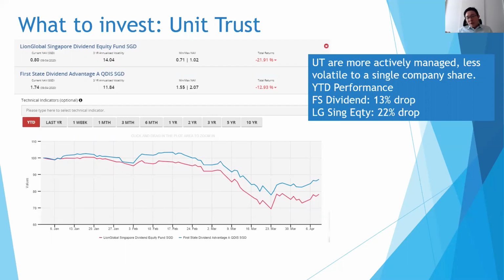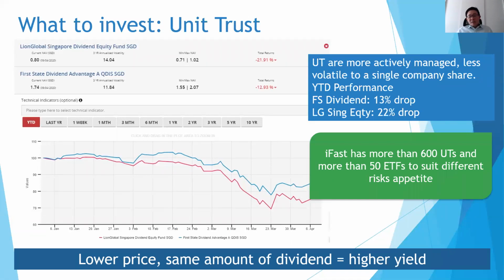If you look at the second one, the First State Dividend Advantage, this is a very popular fund that pays a very decent dividend on a quarterly basis. It's a global unit trust, very diversified, in companies such as Taiwan Semiconductor, OCBC, AIA and Tata, with more than 10 countries inside this fund. So as the fund gets more diversified and more actively managed, the drop is not as huge as a single share. It's 13% for First State for the year-to-date performance.